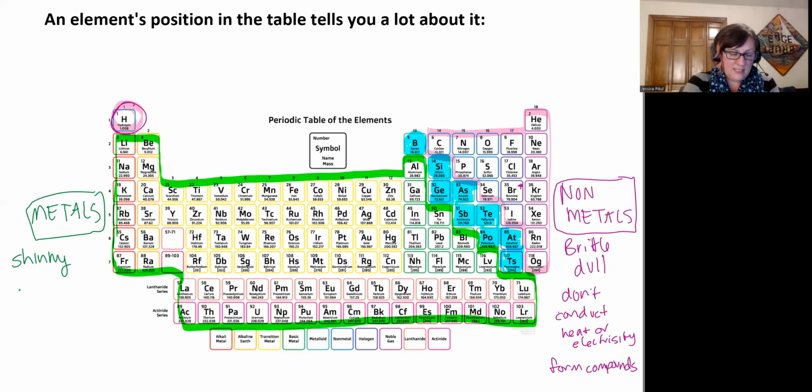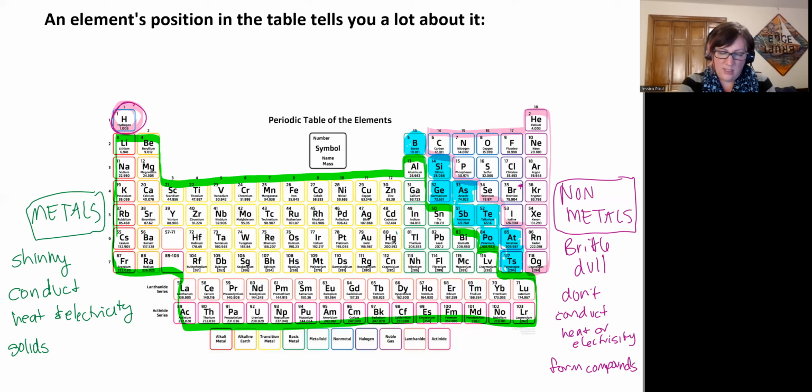And they conduct heat and they conduct electricity. And these are typically going to be solids at room temperature, with the exception of mercury right here, which is going to be a liquid. So those are our metals, different from our non-metals.